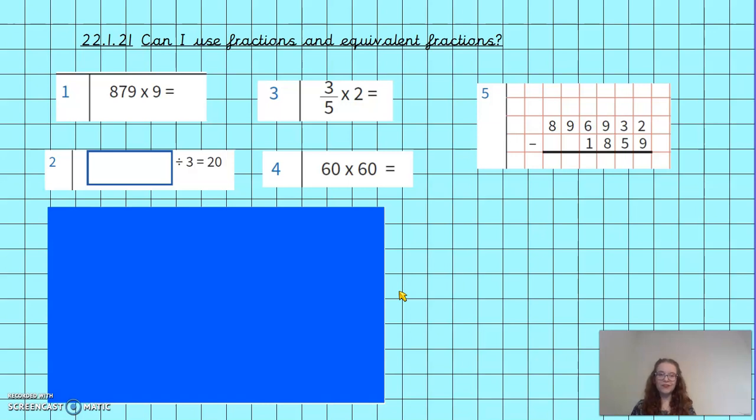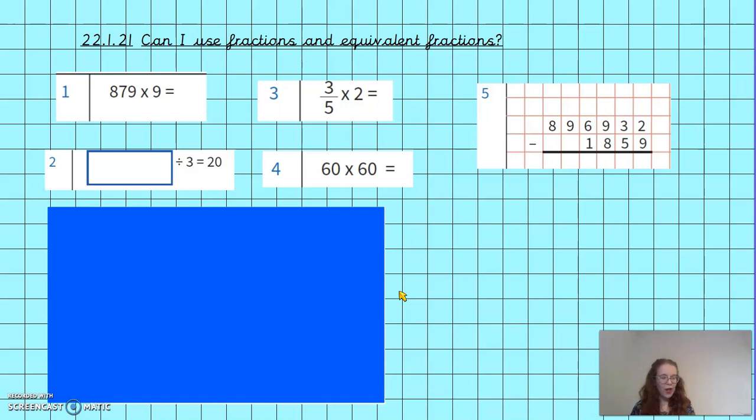Now, today we are starting a brand new unit looking at fractions, and today we are focusing on fractions and equivalent fractions. I am super excited because I know what budding mathematicians we have in our year group, and I think you're really going to enjoy the next few weeks as we explore them.